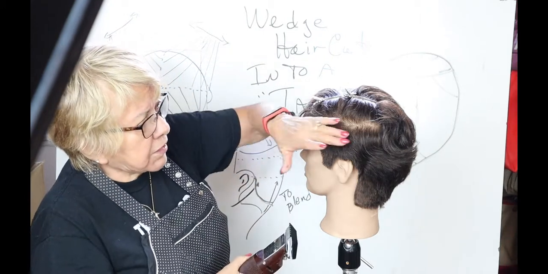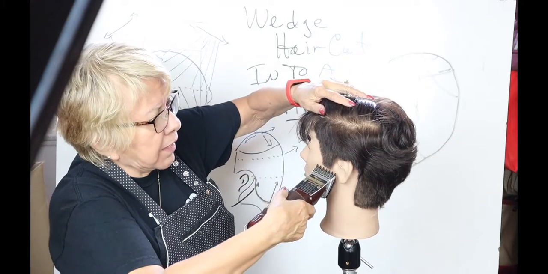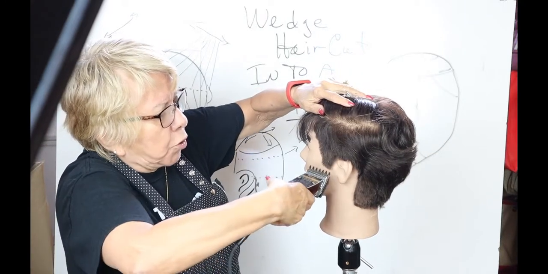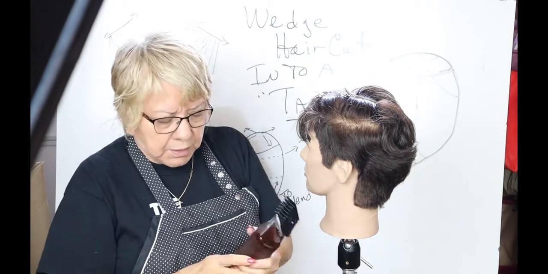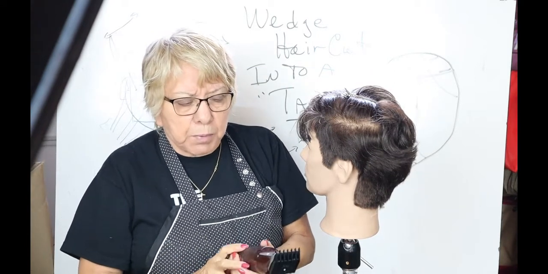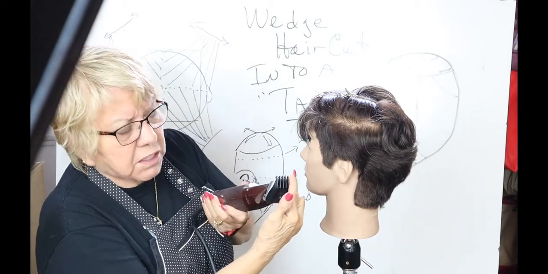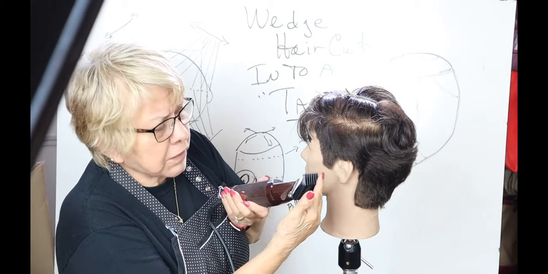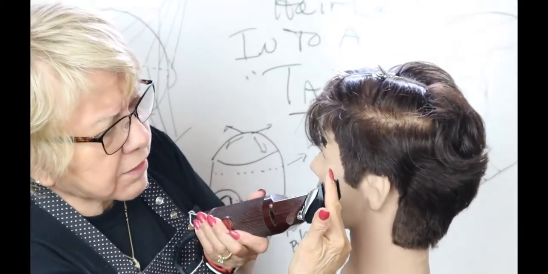So I'm going to take it now, I'm going to hold his head, and I'm holding my clipper straight out. This is what I want you to notice about a clipper. You see that flat part? That's the cutting part. This flat part right here is what cuts.